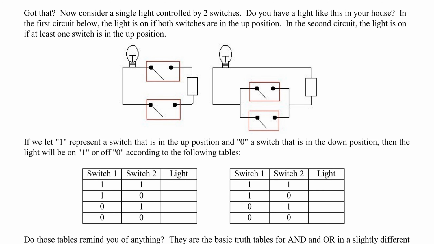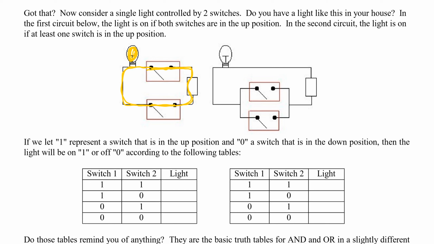In the first circuit below, the light is going to be on if both switches are in the up position. That's because if both switches are in the up position, we have a closed loop for electricity to flow around and continue keeping that light burning. The second circuit is a little bit different.